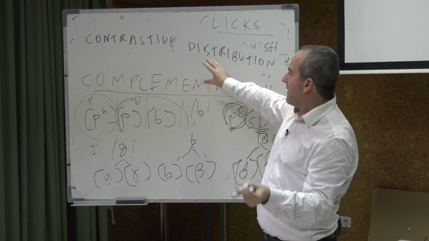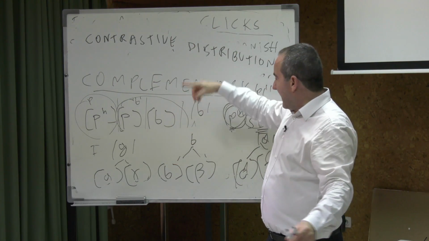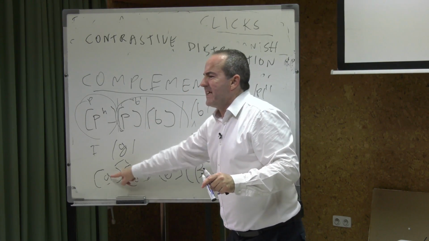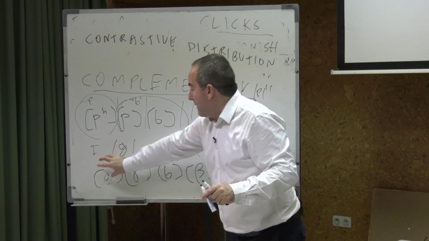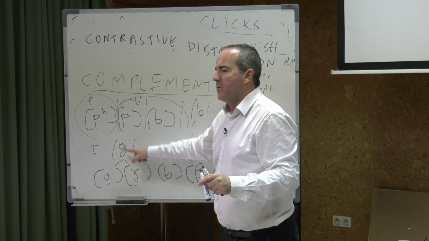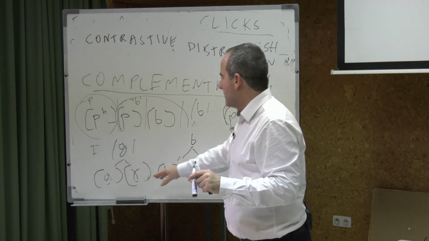They are in complementary distribution. They appear in different contexts, in different situations. And when we have two sounds that share some traits, some characteristics that are similar, and appear in different contexts, you have good candidates to be allophones of one particular phoneme. Okay, and this is what we call complementary distribution.